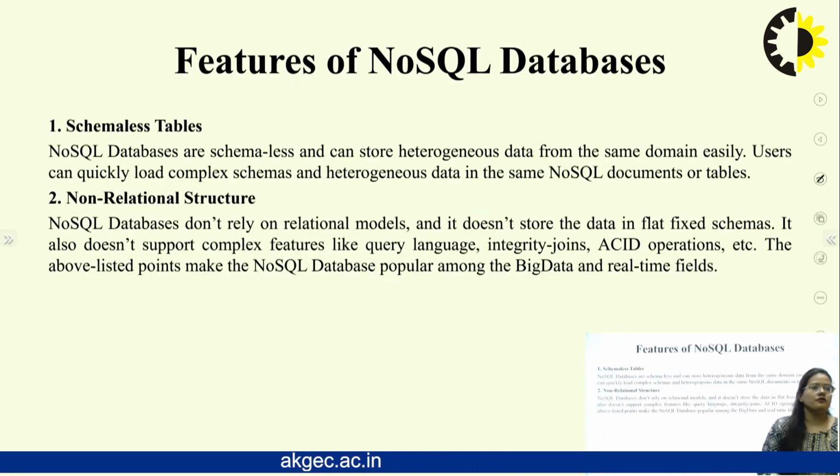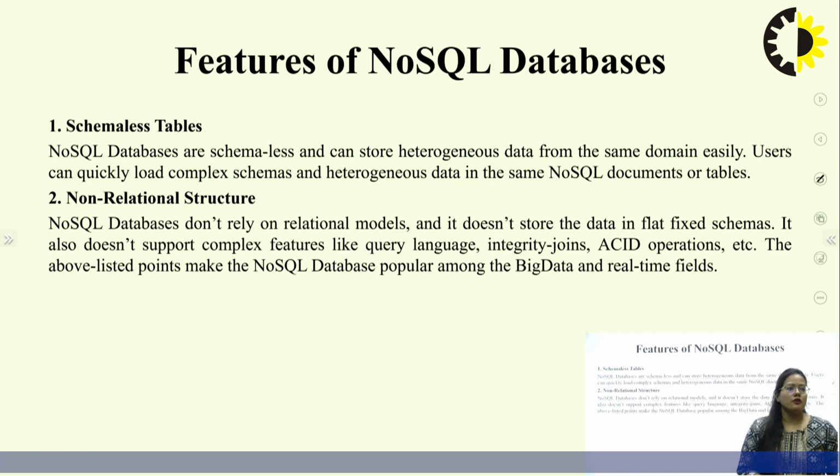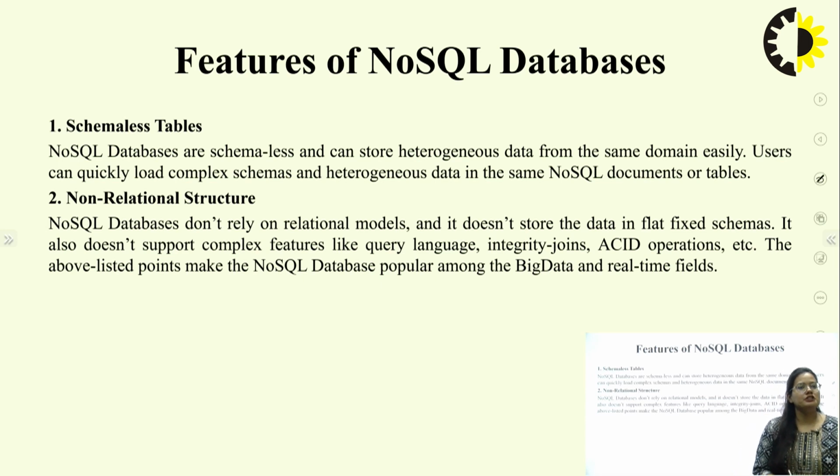So, next is features of NoSQL database. NoSQL databases offer numerous features over traditional databases. We have listed a few of the most popular features of NoSQL database. First one is schemaless tables. NoSQL databases are schemaless and can store heterogeneous data from the same domain easily. Users can quickly load complex schemas and heterogeneous data in the same NoSQL data documents or tables.